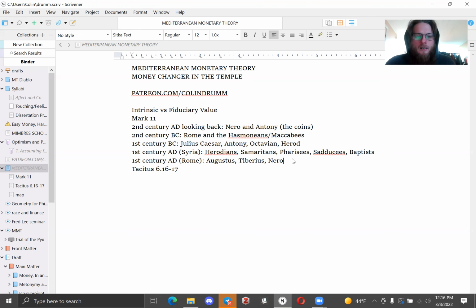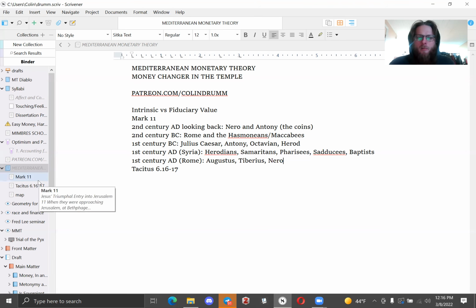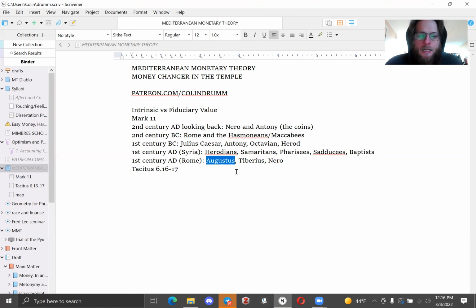Okay, so now let's look at one more puzzle piece, and then we'll try to put it all together. Last puzzle piece. Let's think about 1st century AD Roman history. So we need to begin with Augustus, and then we'll talk about Tiberius, and then we'll talk about Nero. And there are other emperors in there in the middle, but these are the ones who matter.